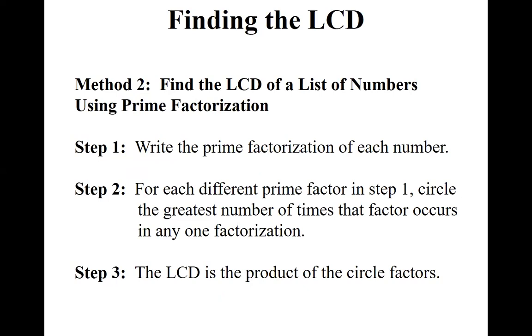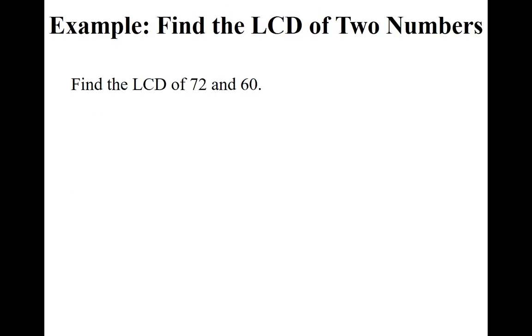Another method we have is to find the LCD using prime factorization. We'd write the prime factorization of each number, and then we'd circle the greatest number of times that factor occurs in any one factorization. The LCD is the product of the circled factors. Let's walk through this one.